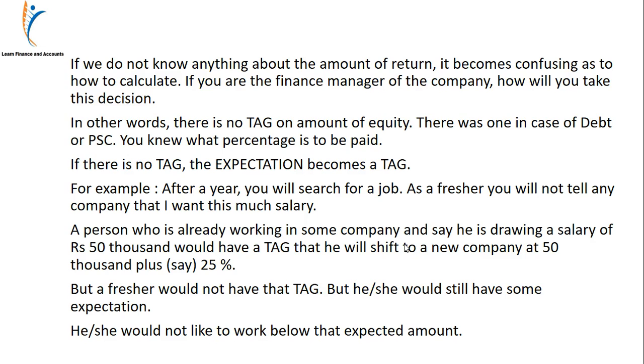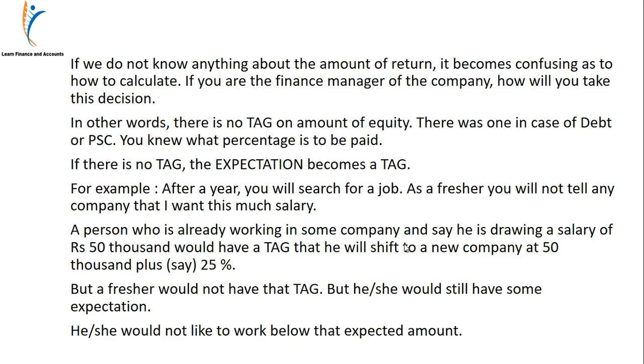Now, when you purchase a dress, you have some expectation. That I will wear this dress for a party. I will wear this dress as a night suit, or I will wear this dress in the office. So then that expectation becomes a price tag. Expectation becomes a tag in that case.